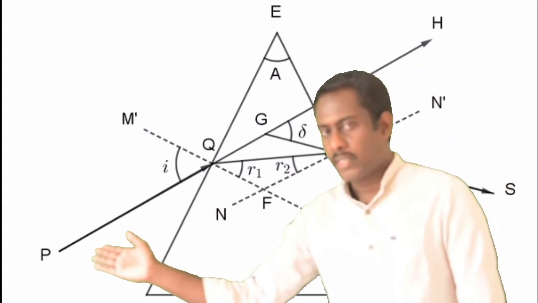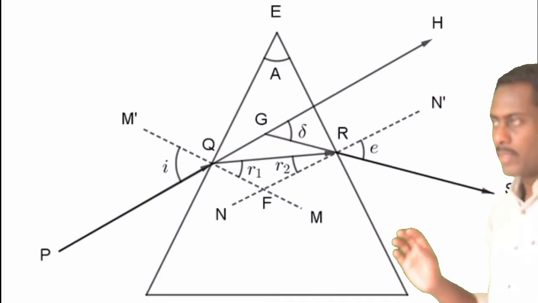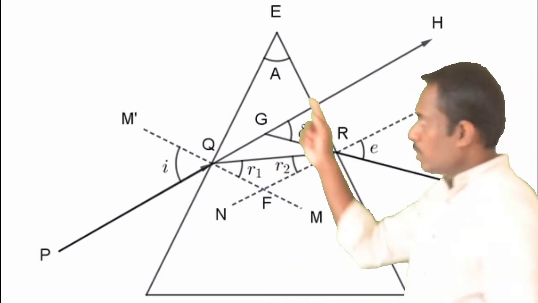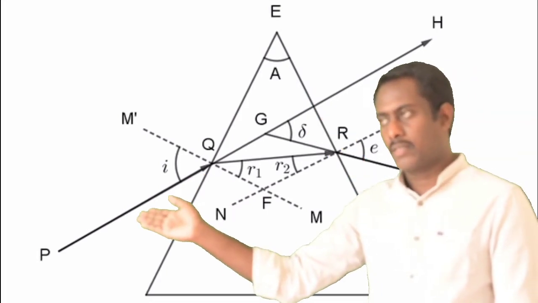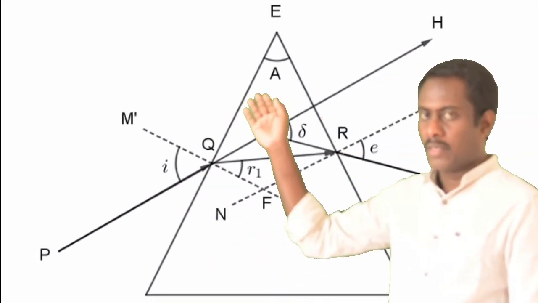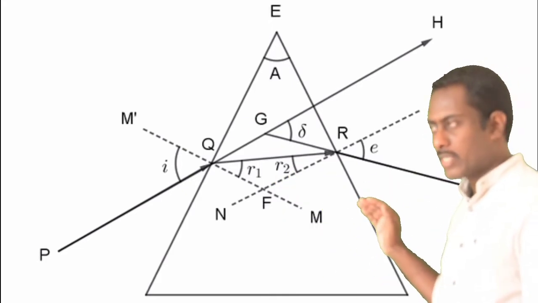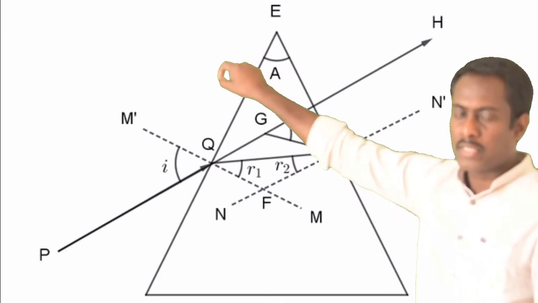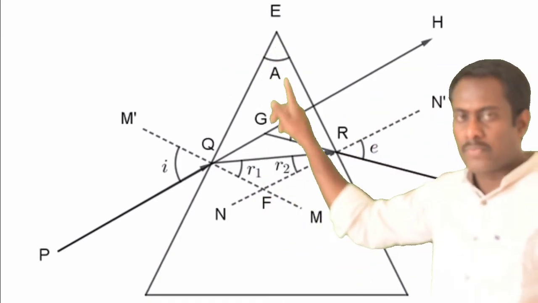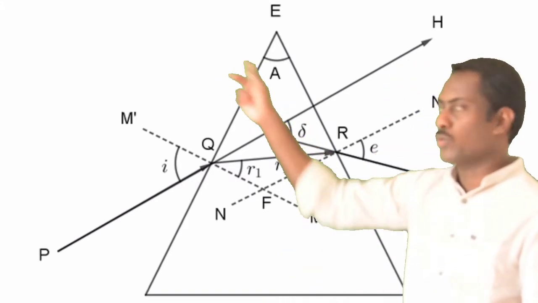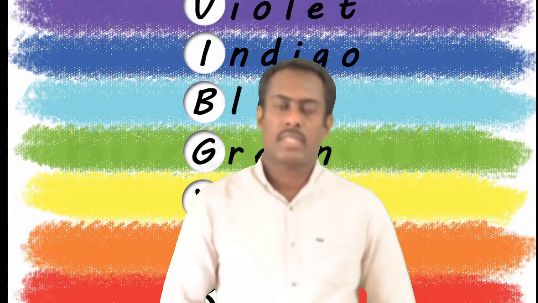When we trace the direction of the incident ray and, in the backward direction, the direction of the emergent ray, there is a point where these two rays intersect each other. The angle between these two is called the angle of deviation of a prism. You might have observed the rainbow.